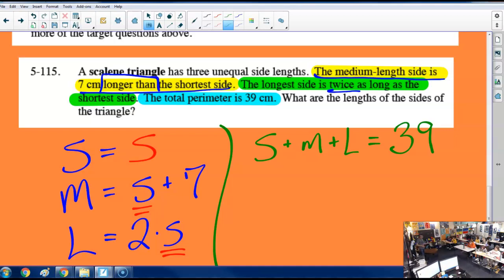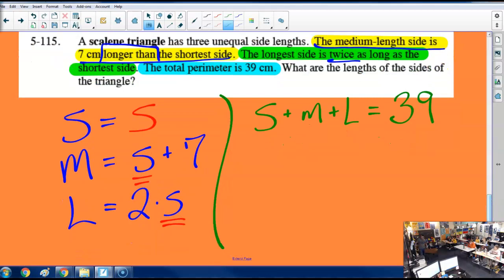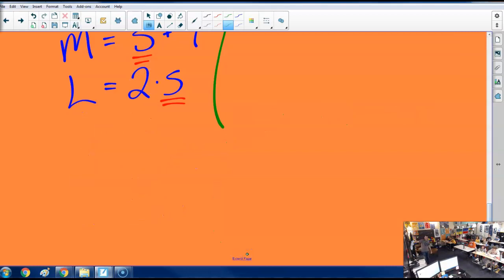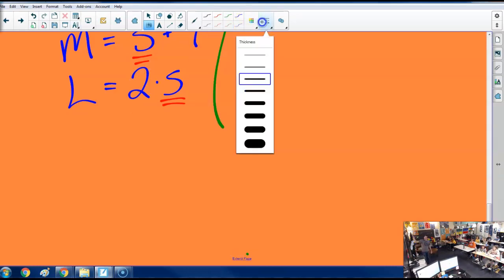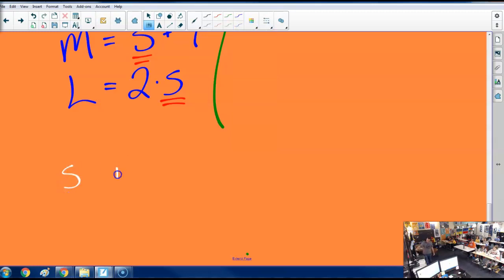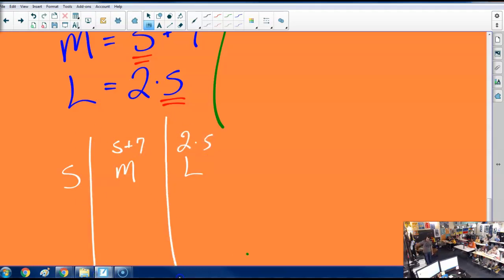We could do the 5D problem by setting up everything we know in those columns, right? We have 3 columns of things. We're talking about 3 things, right? 3 sides. This is our decide, or our do, really. We're trying to make 39. If we set up our trials, we have S, M, and L, which really M was S plus 7, and L was 2S. So I'm going to create columns for those.